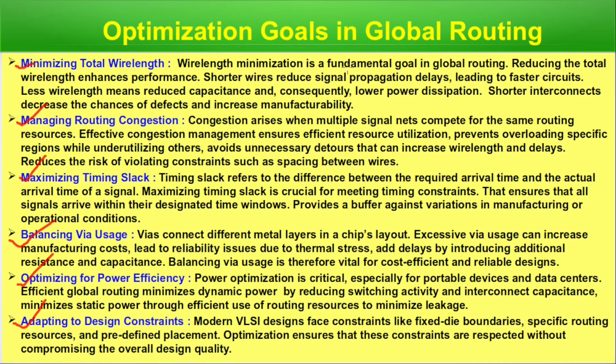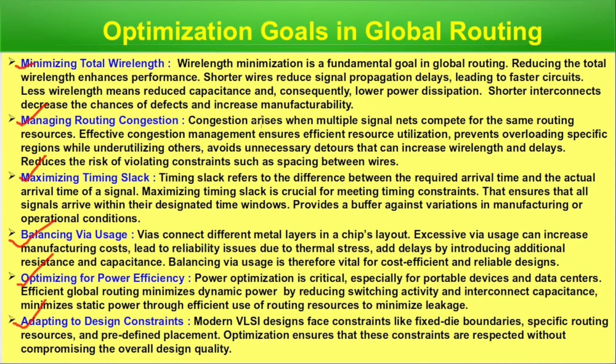Wire length minimization is a fundamental goal in global routing or any design because reducing the total wire length enhances performance, heat is less, signal will travel less path, so delay will be less. Shorter wires reduce signal propagation delay leading to a faster circuit. Less wire length means reduced capacitance and consequently lower power dissipation. Shorter interconnects decrease the chances of defects and increase manufacturability.